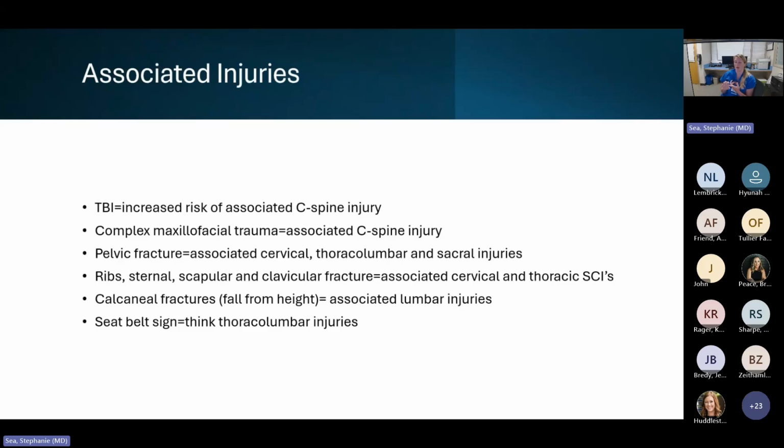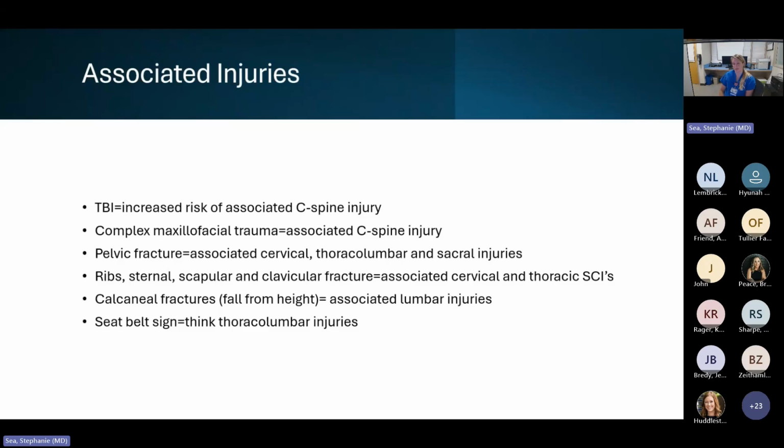Pelvic fractures, just because of the sheer force it takes to cause a pelvic fracture, often means you're going to get related spinal injuries as well. Ribs, sternal, scapular, clavicular fractures are very associated. You can just imagine those are all in the area, particularly if they're posterior, you're going to see some associated cervical and thoracic spinal cord injuries as well.